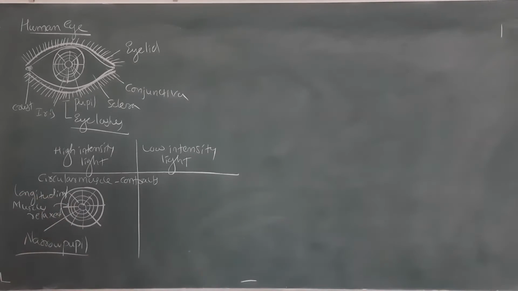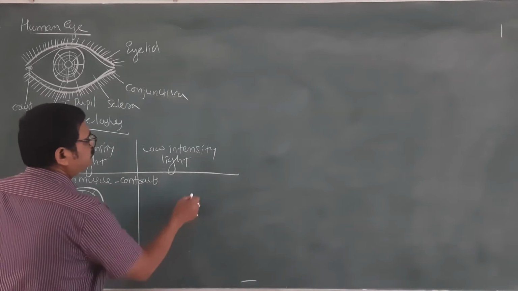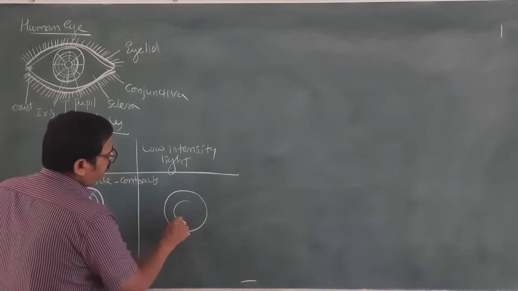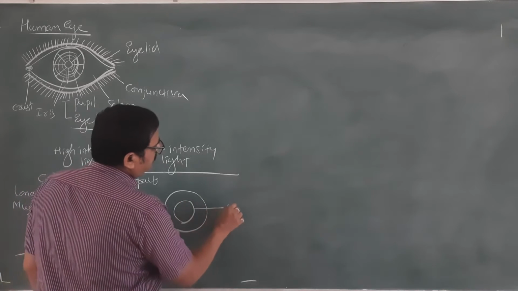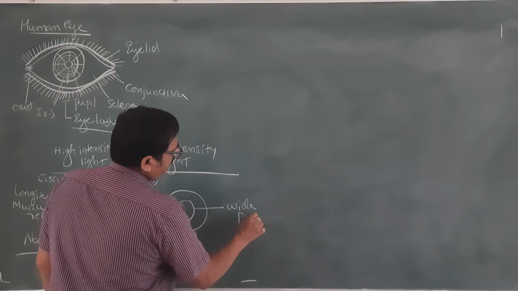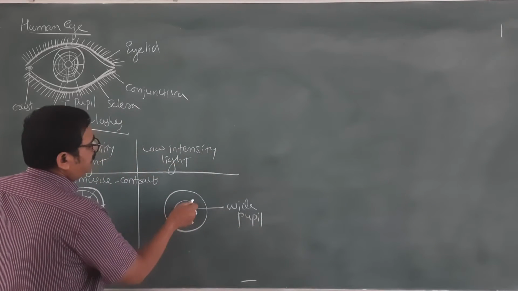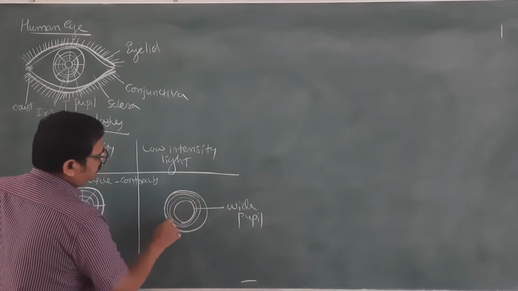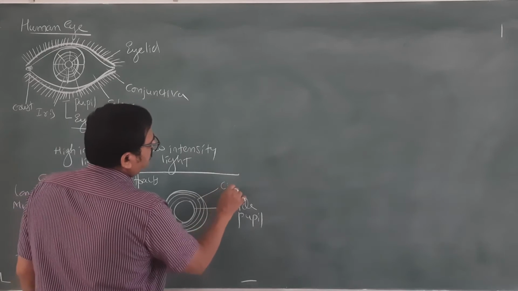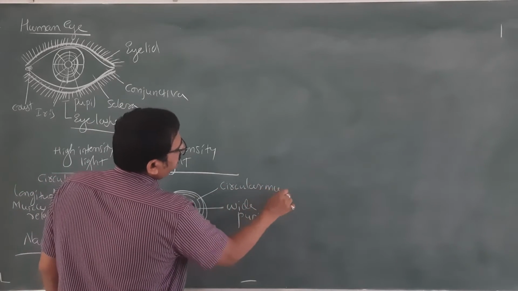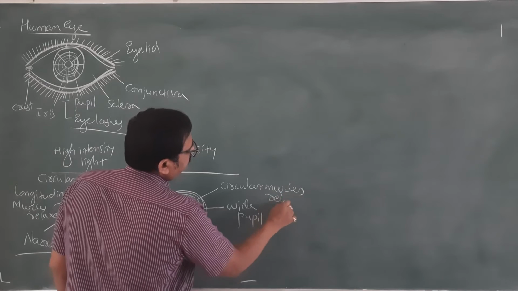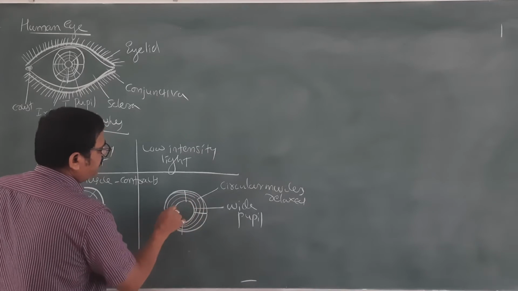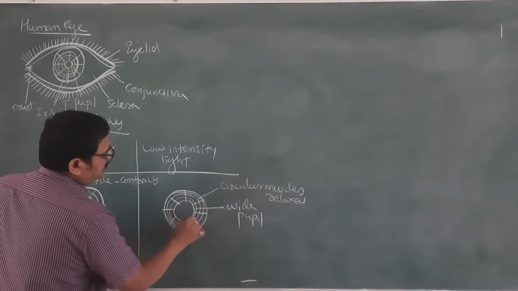Now, when the light intensity is very low, let us understand what happens to the pupil. The pupil becomes widened, so we can say a wide pupil. Why is it wide? Because of relaxation of the circular muscles. The circular muscles get relaxed, whereas the longitudinal muscles are contracted.